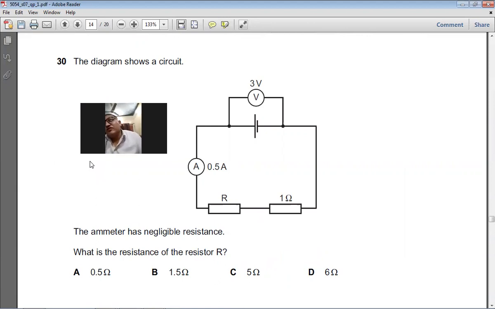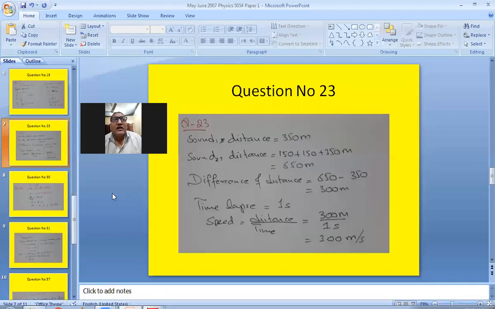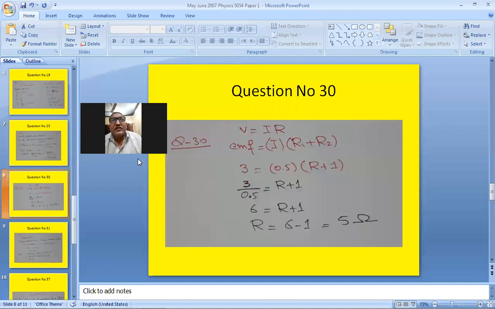The voltage of the battery, the EMF, is 3 volt. The current coming from the battery is 0.5 ampere. The total resistance in this circuit, because they are connected in series, will be R plus 1 ohm. So the EMF is equal to the current multiplied by the total resistance. From there, I can find out the value of R. Let me show you my solution.